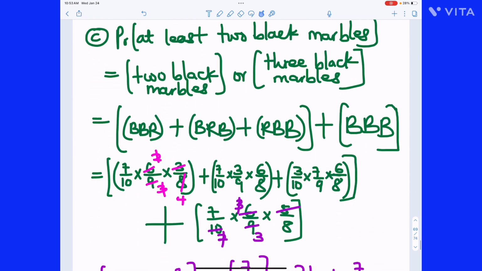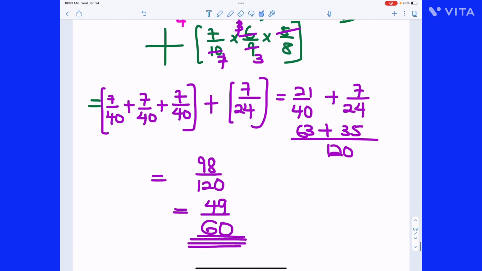Probability that at least 2 marbles, probability of choosing at least 2 black marbles. At least 2 means 2 black marbles or 3 black marbles. 2 or 3. Those are interpretations you must understand. At least 2 means 2 or 3. Probability of choosing 2 black marbles. I think we found that already.